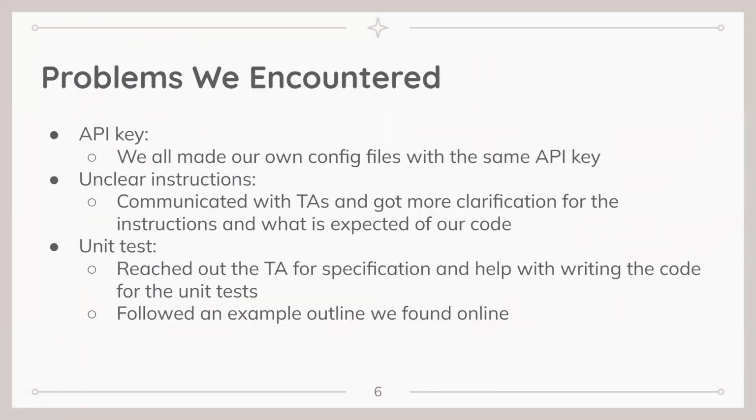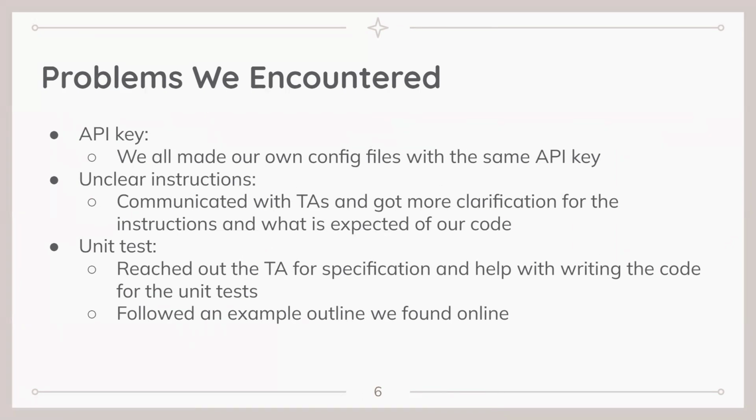So in addition to the issues that Emily just discussed, there were also a few more main problems that we had to go about solving. The first being the API key and not being able to properly retrieve the data that we needed. So in order to solve this, we all made our own configuration files with the same API key so that we would be able to access the data and information regarding the current weather status.